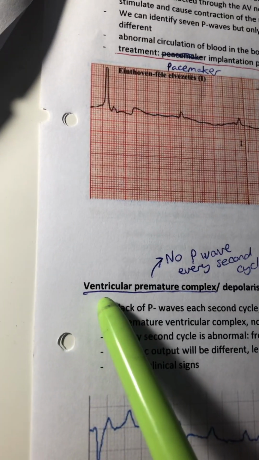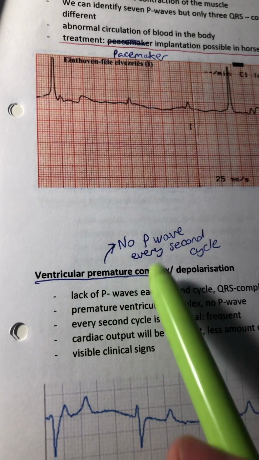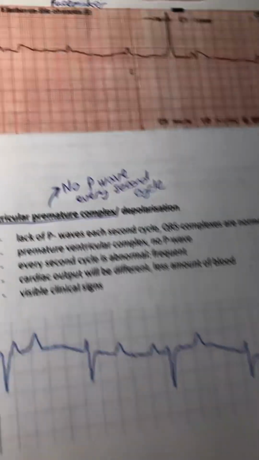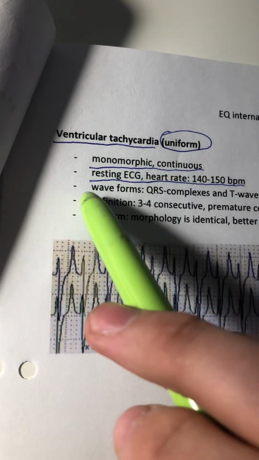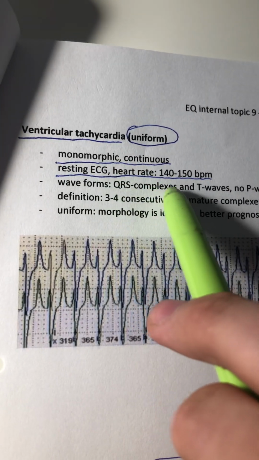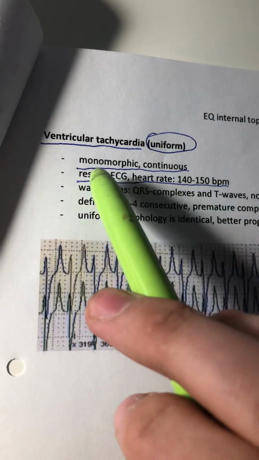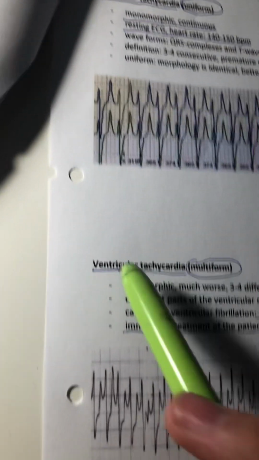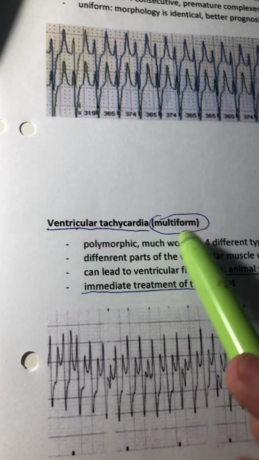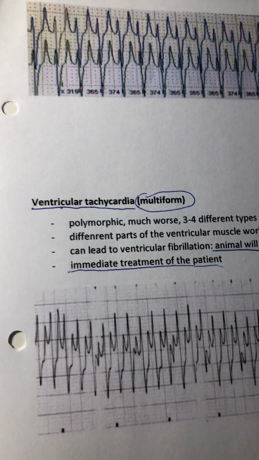And then you can have a ventricular premature complex. There's a P wave every second cycle. And then the ventricular tachycardia, uniform. This one, the resting heart rate is 140 to 150 beats per minute, and it's monomorphic and continuous. And then you can have the ventricular tachycardia which is multiform. The animal is probably going to die, and there's immediate treatment needed.